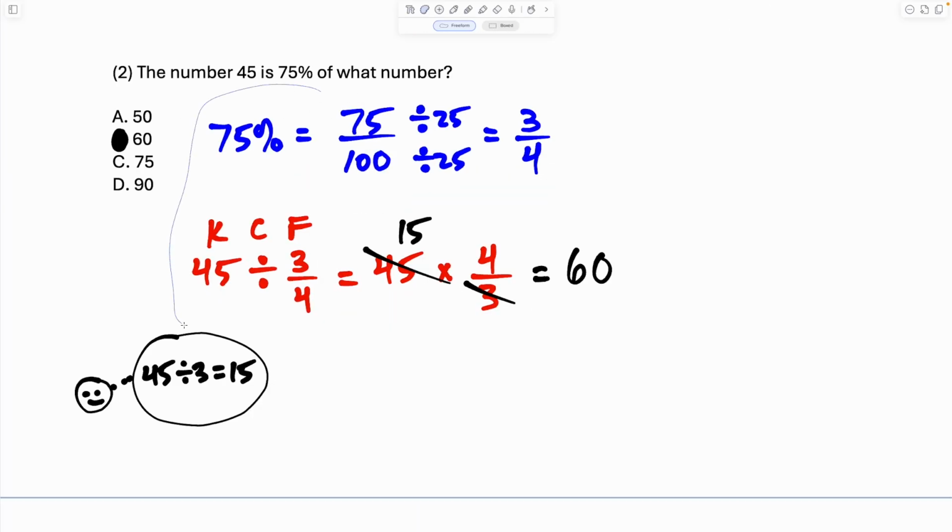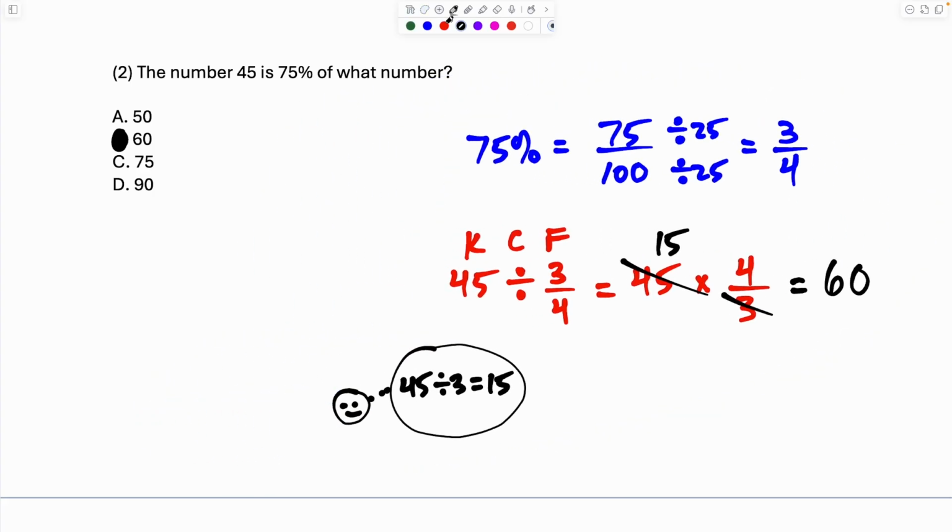One more thing before we move on, I want to show another way to approach questions like this. The second way is going to involve algebra. You could just write an equation that models this question. When I see 45, the part, I just say 45. The word "is" in math means equals, so I say equals 75%, which is the same thing as 75 out of 100. And the word "of" means multiply. So we would multiply by what number? That's the mystery number, let's say x.